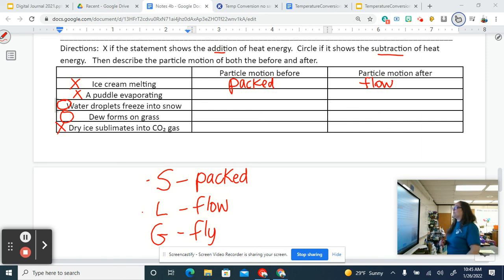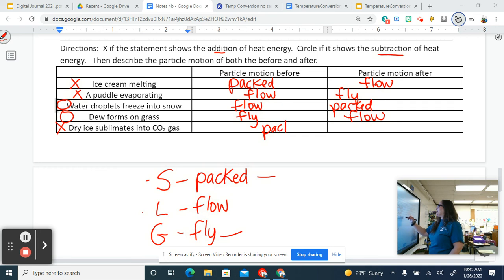All right, here we go. Puddle evaporating is liquid to gas. So that's going to be flow to fly. Water droplets freezing into snow is liquid to solid. So that's going to be flow to packed. Dew forming on the grass is gas to liquid. So that's going to be fly to flow. And dry ice sublimating into gas is solid to gas. So packed to fly.